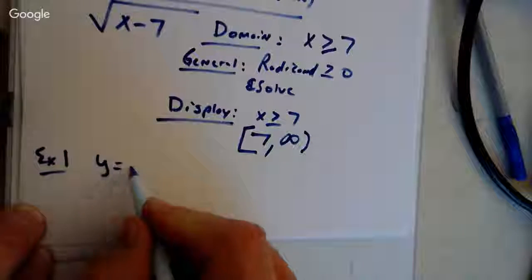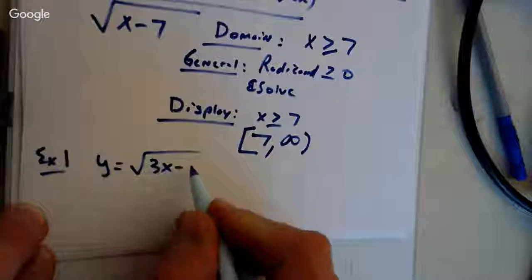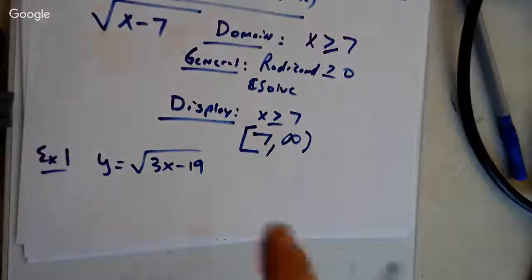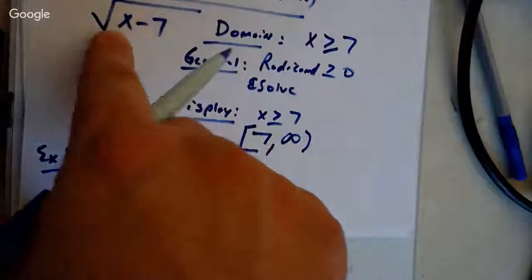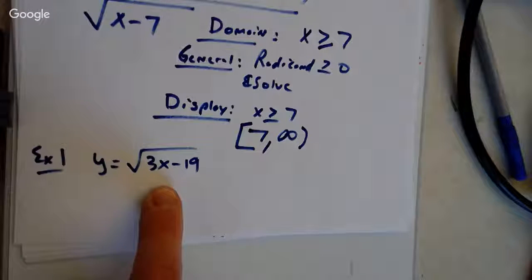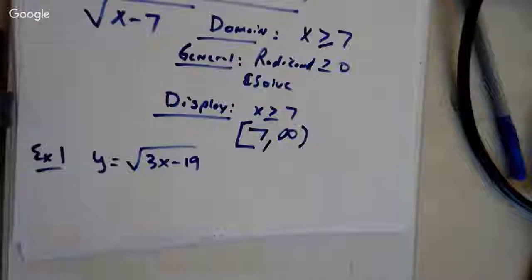Let's look at y is equal to the square root of 3x minus 19. What I'd like you to find is the domain. Oh, actually, here's what I'd like you to do. 2 things. Number 1, find the domain of this, and then number 2, plug that into your calculator because we're going to figure out what the range is. Ready, set, math.